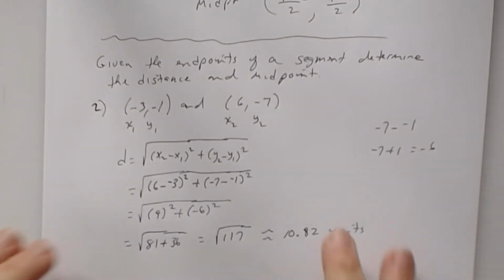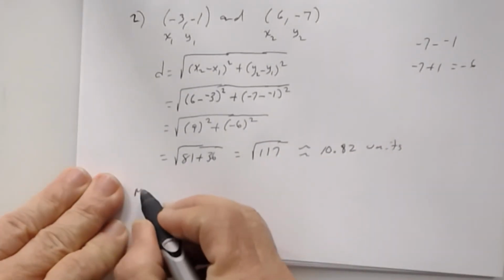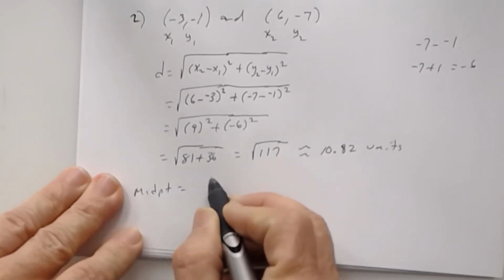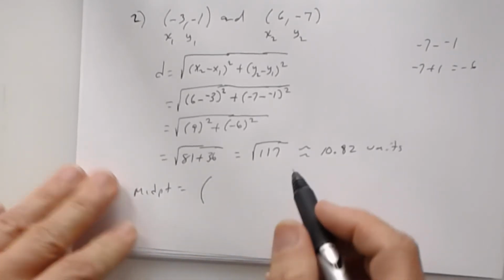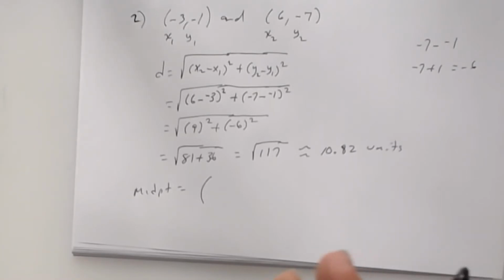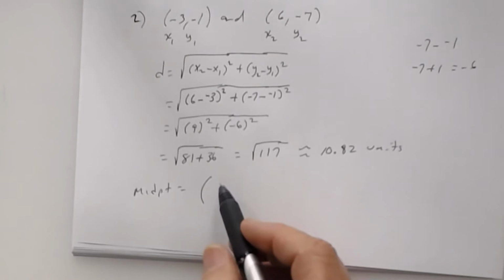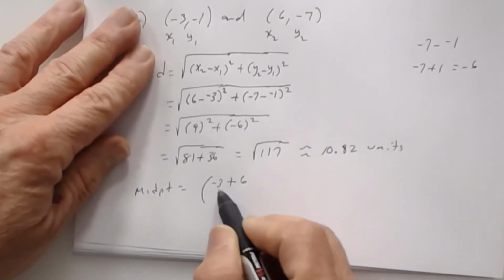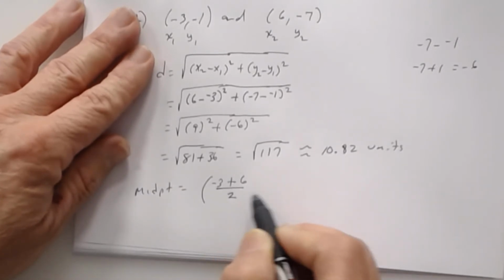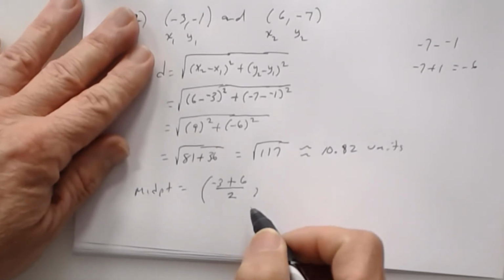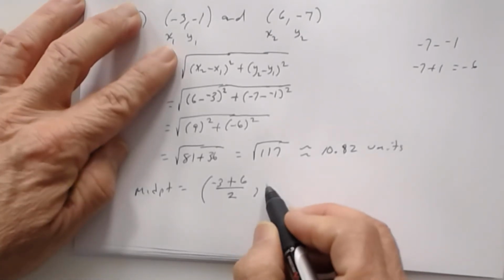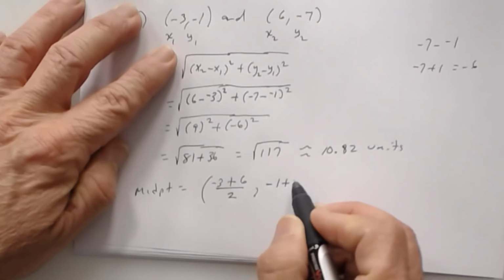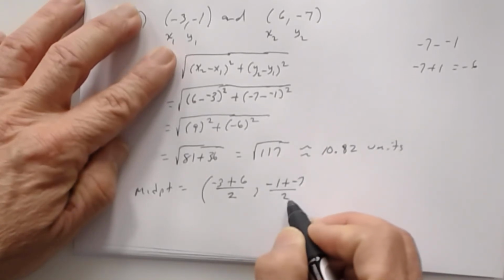All right, let's find the midpoint of that segment. Remember, the midpoint's a point, so you need to make it look like a point, an x and a y. The midpoint formula says I add the x's together. So -3 plus 6, divide by 2. Then I add the y's together: -1 plus -7, divided by 2.